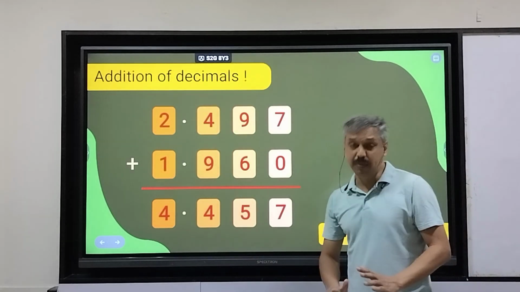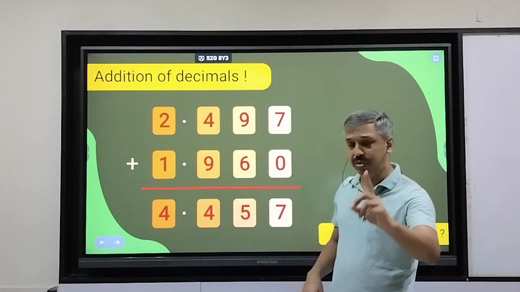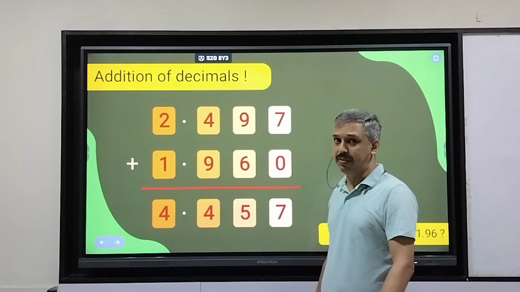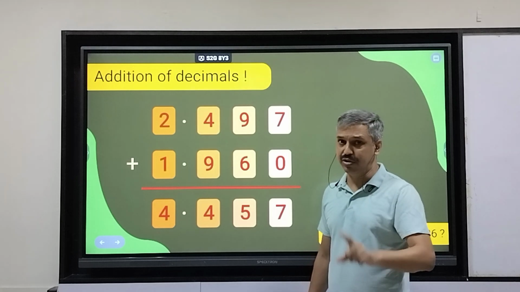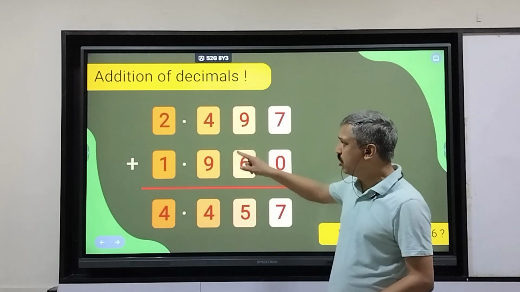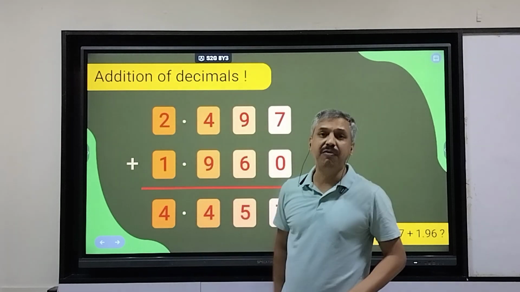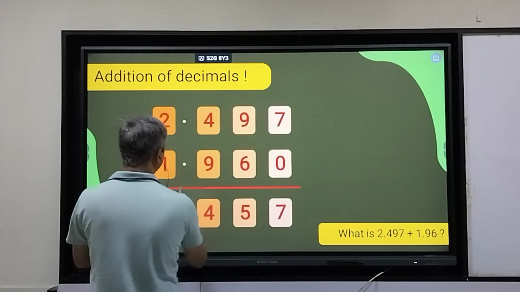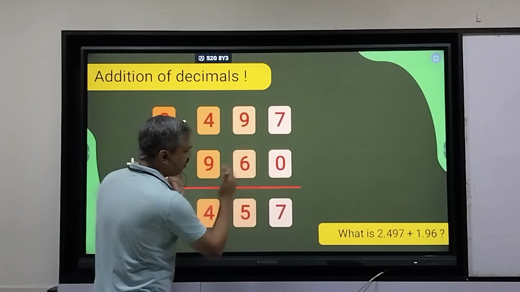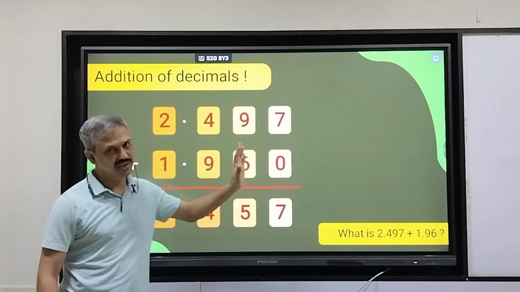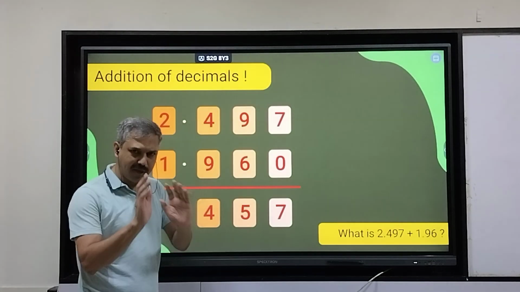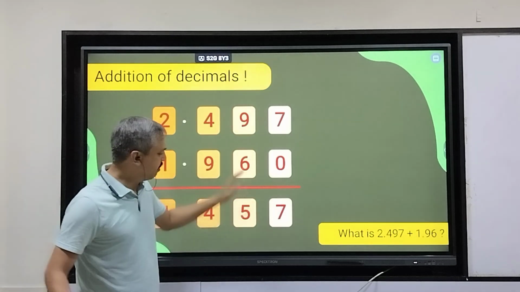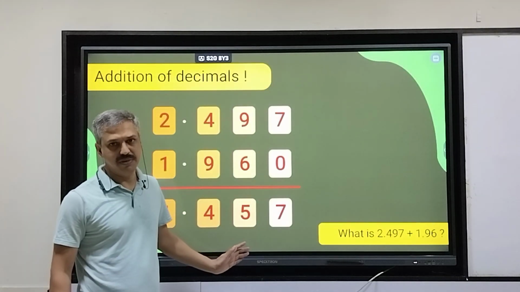It is extremely important that whenever you are adding decimal numbers or subtracting decimal numbers, do not make a mistake about this. Make sure that the decimal points are perfectly aligned. If the decimal numbers are perfectly aligned, and if you maintain equal space between adjacent digits, you will never make a mistake with addition or subtraction of decimal numbers.